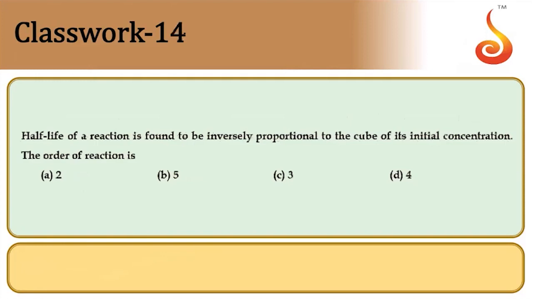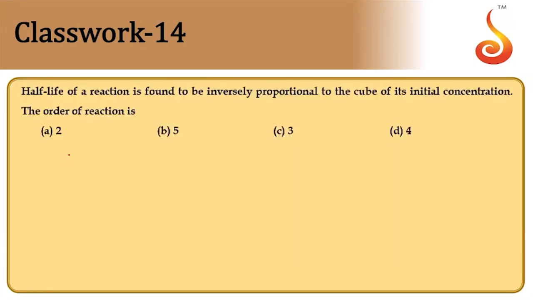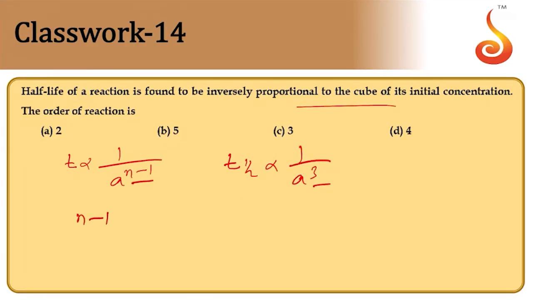Then the half-life of a reaction is found to be inversely proportional to the cube of its initial concentration. The order of the reaction is? In general, t half is proportional to 1 by a to the power of n minus 1. It is given that it is inversely proportional to the cube of the initial concentration. Comparing these two, n minus 1 must be equal to 3. That implies the value of n should be equal to 4. So the order of the reaction is fourth. It is a fourth order reaction.